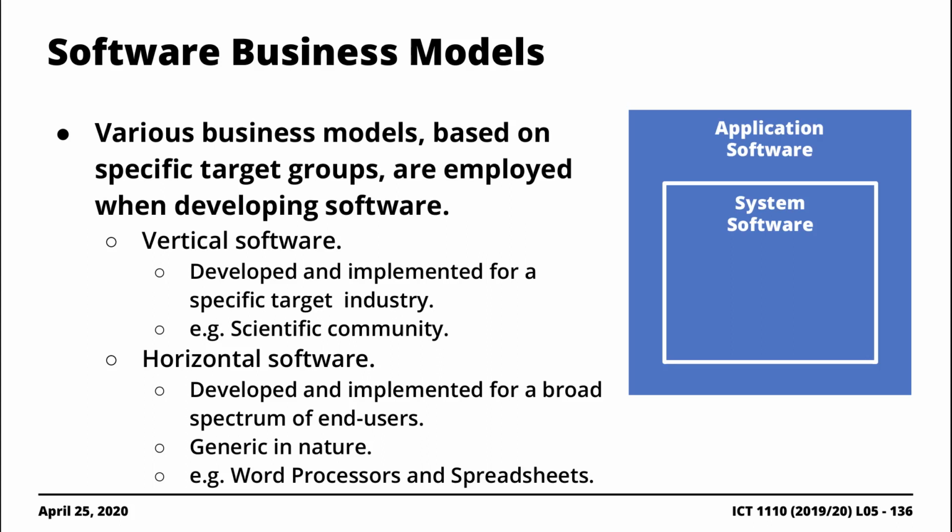And then horizontal software would be software that is generally targeted towards a broad spectrum of end users, right? So these would be really generic applications like word processors, for instance. The average computer system user will at some point use a word processor like Microsoft Word or Google Docs, right? Just because everybody has to write something at some point in time. A web browser would be an example of horizontal software as well.